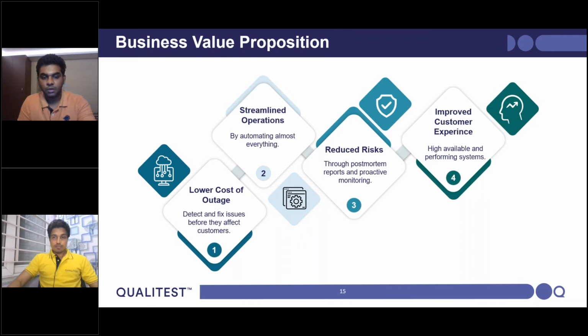Okay. Yeah. So maybe the last one, I think we would also say on the quality test side, right? How are we actually offering this value proposition to our customers?